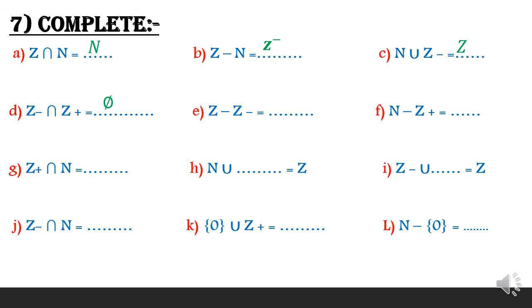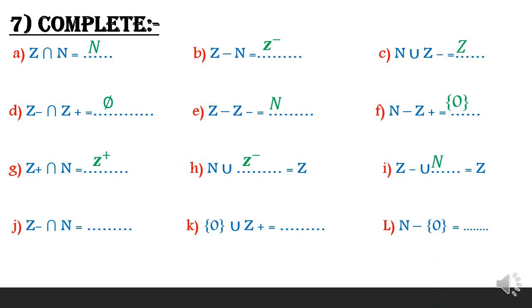Z difference Z negative equals N. Z difference Z positive equals 0. Z positive intersection N equals Z positive. N union what equals Z? N union Z negative. Z negative union what equals Z? N.